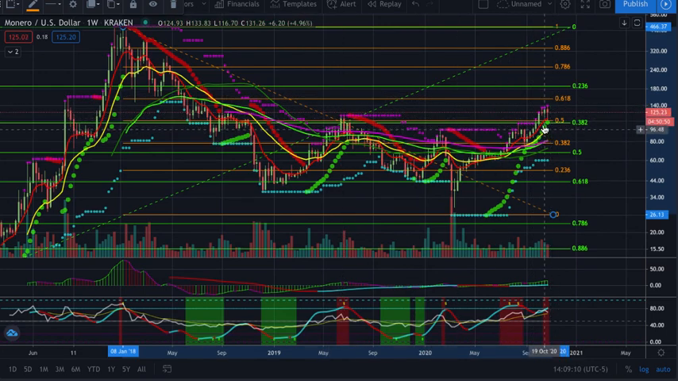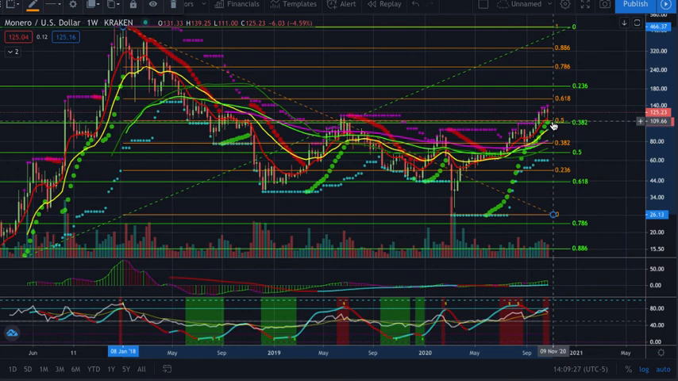Moving averages do not look bad. Parabolic SAR does not look bad. We're at the 0.5 of the bearish retracement from right here, just above it. Next target would be the 618 at $152. Again, that's like another 20% move. So very nice potential to the upside.